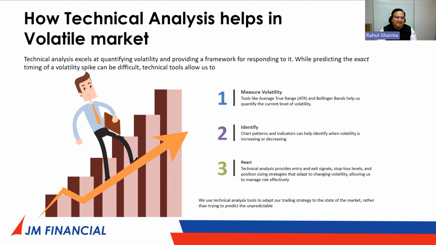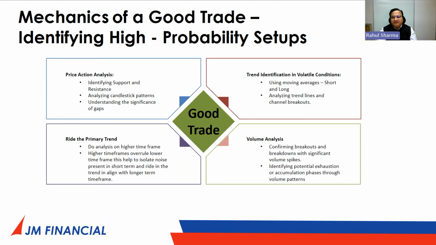Now, let us look at the step-by-step process of the mechanics of a good trade. A good trade is comprised of multiple factors. So we have the price, we have the primary trend, we have the volume, we have the trend as well. Very simply put, there is a saying in the market that Bhav Bhagwan hai. Bhav Bhagwan means price is above everything. And if there is a senior god, if there is a god of gods, we call it Brahma Ji.